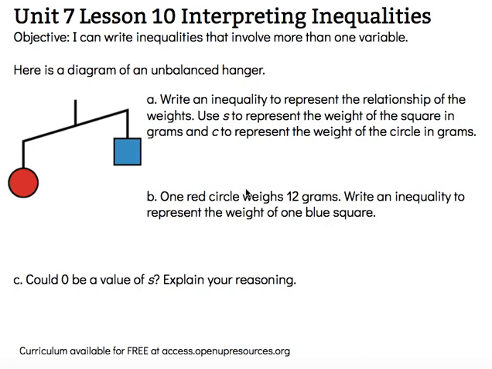We're looking at Unit 7, Lesson 10, Interpreting Inequalities. The objective says, I can write inequalities that involve more than one variable.